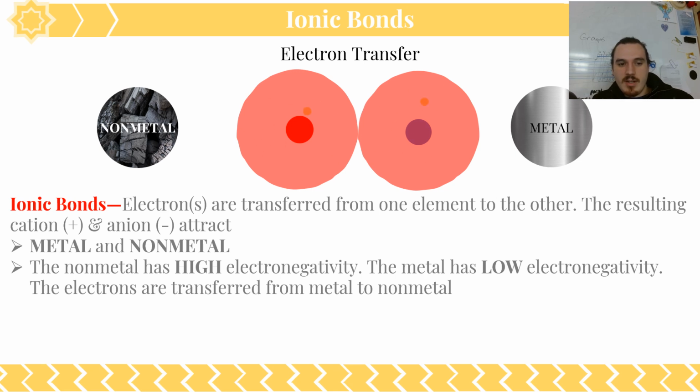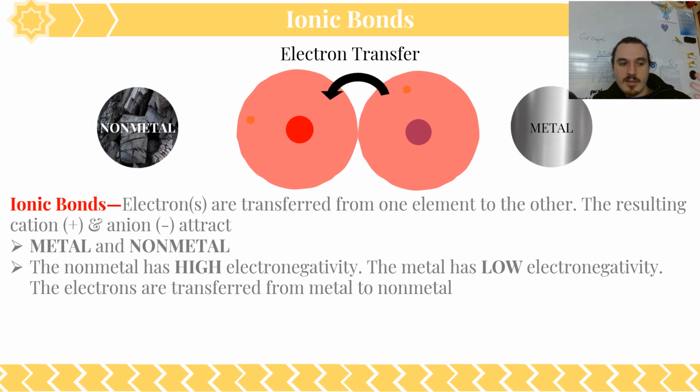So, if we're going to dive into ionic bonds, they happen between a nonmetal and a metal, and an electron is transferred from one element to the other, and our resulting ions will attract. So this is again between a metal and a nonmetal. The nonmetal has a really high electronegativity, and the metal has a low electronegativity. So this means electrons are transferred from the metal to the nonmetal.